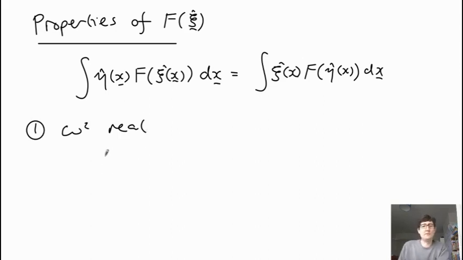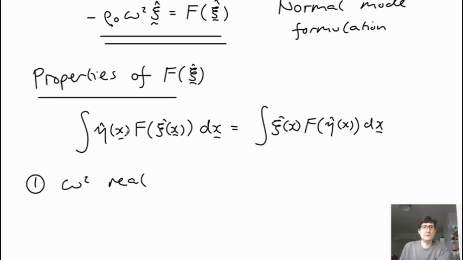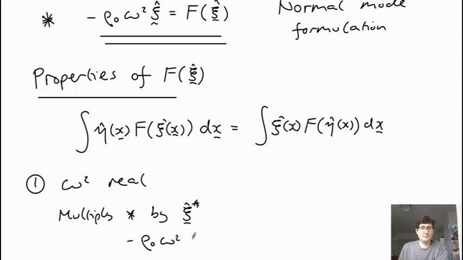And to see this, what we do is we take the normal mode formulation, so we take this equation up here, and we first multiply it by psi star. So if I take this equation here, multiply this equation by the complex conjugate of psi, and what we're going to get is we have a minus rho naught squared. And now here we get a mod psi squared, and we get a psi star.